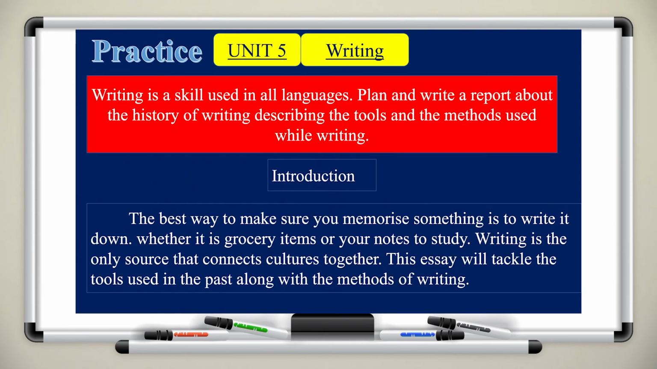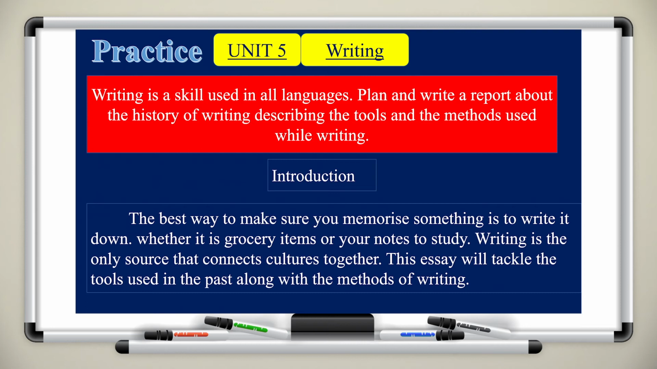Now let's see a brief sample of our unit here. We are talking about writing. So we have a question here. Let's read the question together. Writing is a skill used in all languages. We want to plan and write a report about the history of writing, describing the tools and the methods used while writing. So we want to talk about 2 things, the tools and the methods. Those will be our paragraphs, the backbone of our essay.